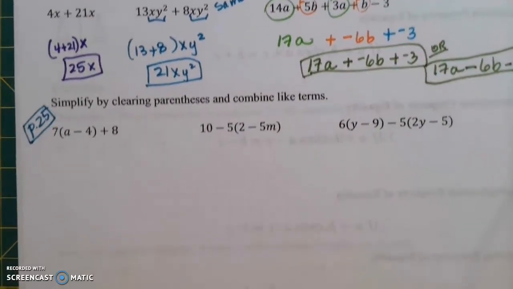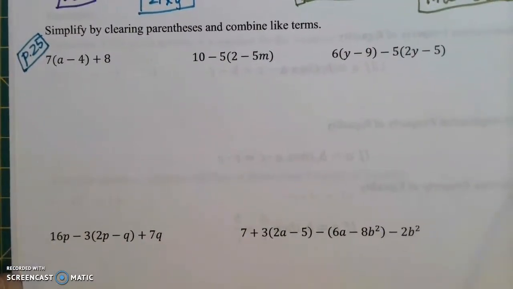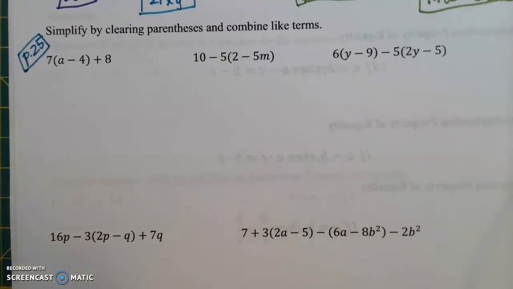Okay, so continuing on with page 25 here, we're going to be looking at simplifying by clearing parentheses and combining like terms. So clearing parentheses means we're going to be using that distributive property. Unless you are 100% of the time getting all of your negatives correct, then I do recommend going through and writing down that each of these subtractions is really adding the opposite.